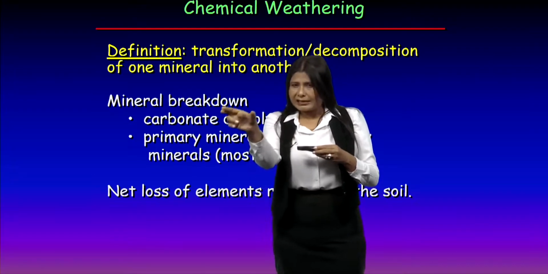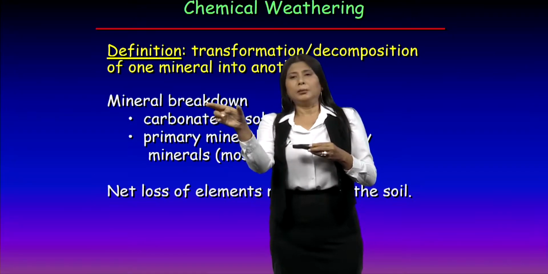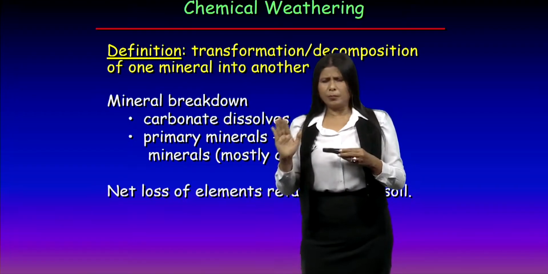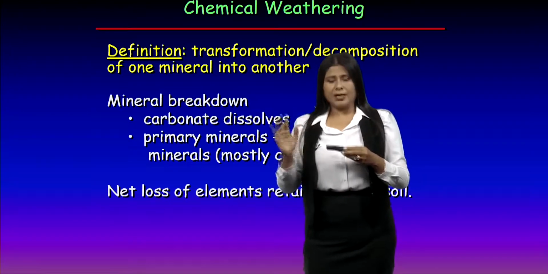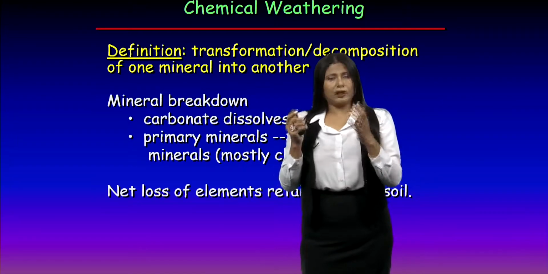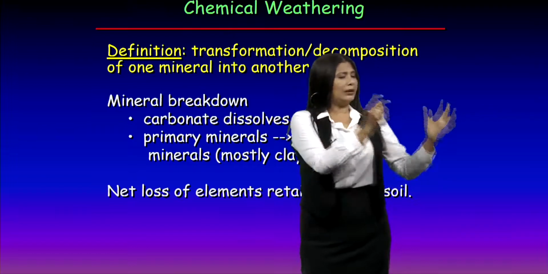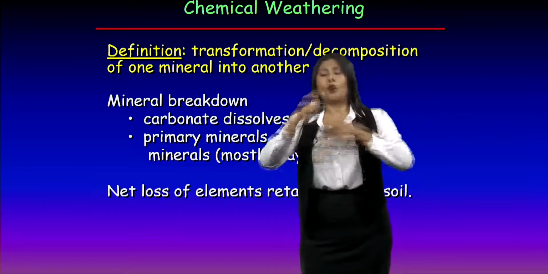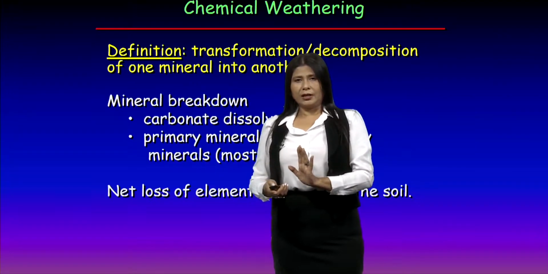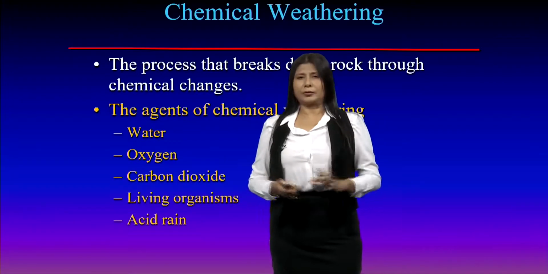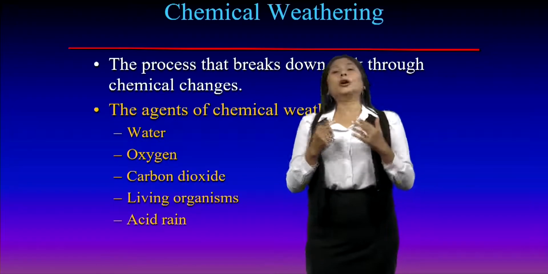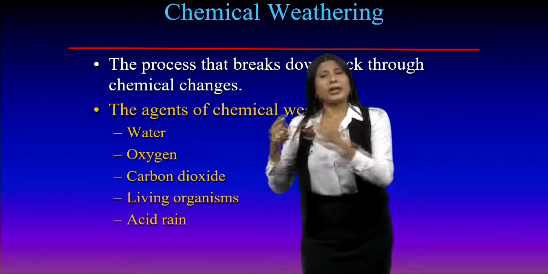So that final dead end material is what we call a secondary mineral, one of the clay. So when we say chemical weathering, it is the path of all the primary minerals to form and change into the final secondary mineral. So, mineral breakdown: the process that breaks down rock through chemical change.